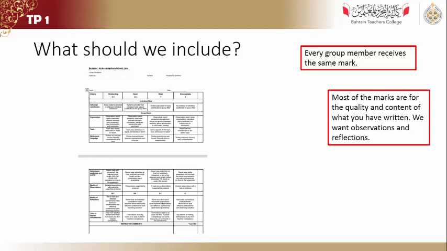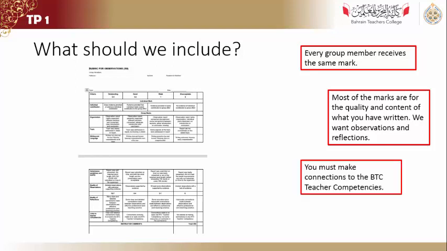This is part of developing your professionalism as future colleagues. The marking rubric makes it clear that we're mainly interested in the quality of your observations and your reflections. You can also see that there are marks for making clear connections to the BTC teacher competencies. You don't need to mention every competency in every report, but we would expect you to refer to at least one competency every week.